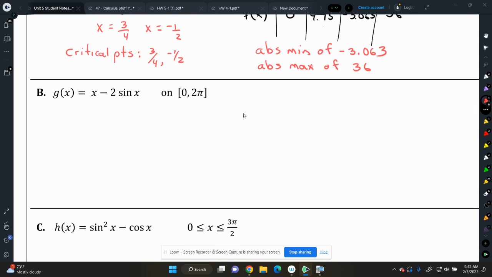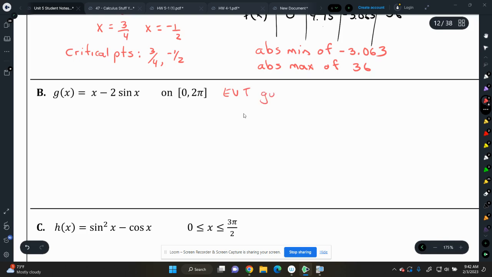Okay, look at letter B. First off, will the extreme value theorem apply here? Do we have an absolute maximum or an absolute minimum? Is the sine function continuous on 0 to 2 pi? Yes, it is. So that's the first thing we want to think about. Think it through. I should have done that up there, right?